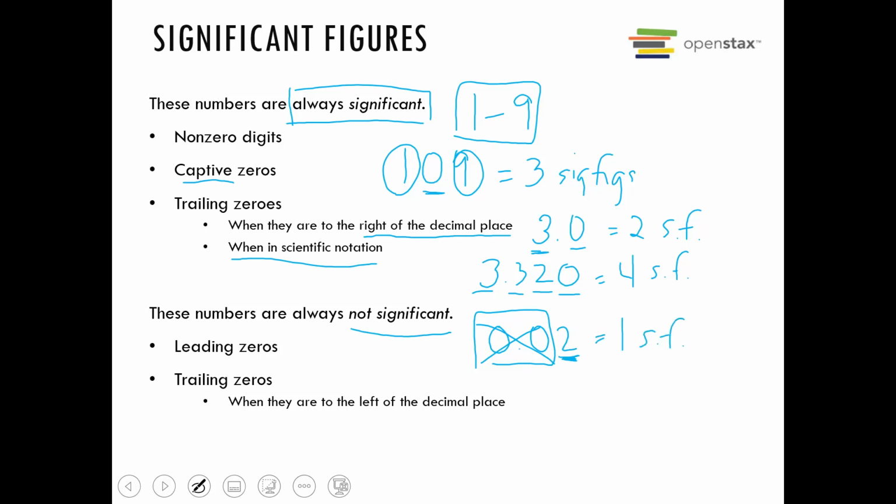Trailing zeros that are not significant are when they are to the left of a decimal place. For example, 1,000. So the decimal would be at the end of that third zero. So these 3 zeros are trailing my 1 significant figure. These are trailing. They are not significant. This also would have 1 sig fig.